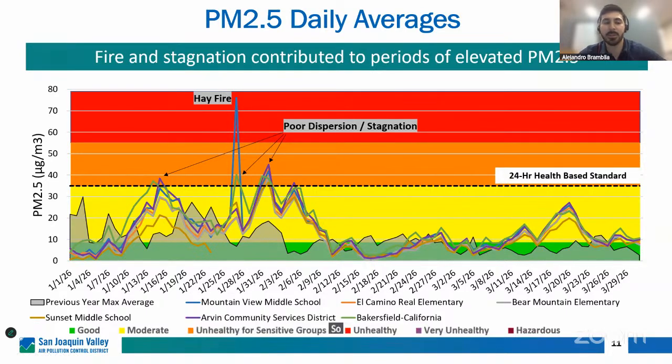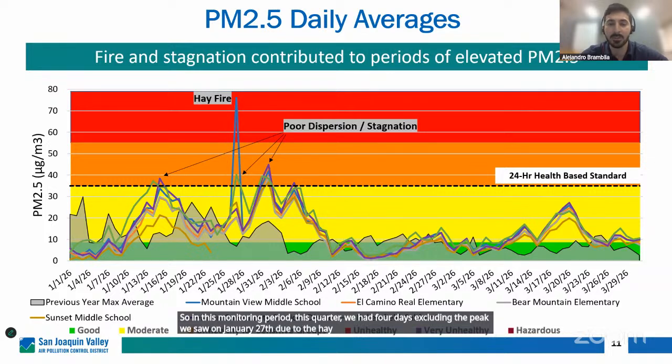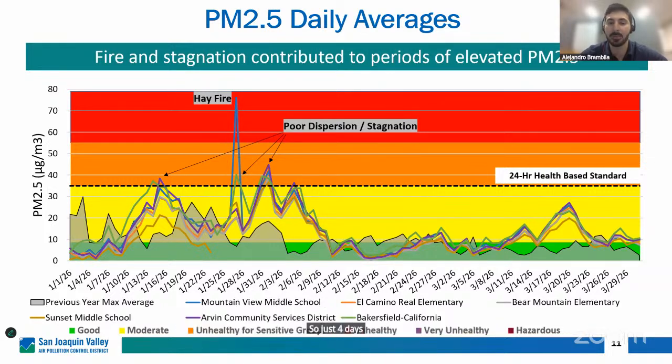So in this monitoring period, this quarter, we had 4 days, excluding the peak we saw on January 27th due to the hay fire. So just 4 days where the RAN level was unhealthy for sensitive groups. The rest of the quarter was under the 24-hour health-based standard of 35.